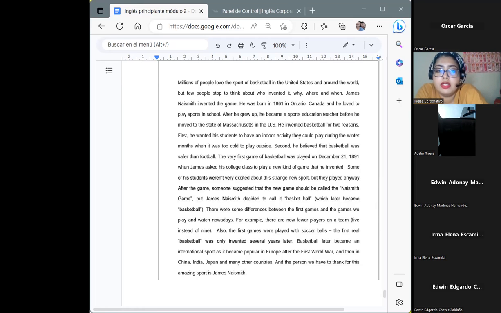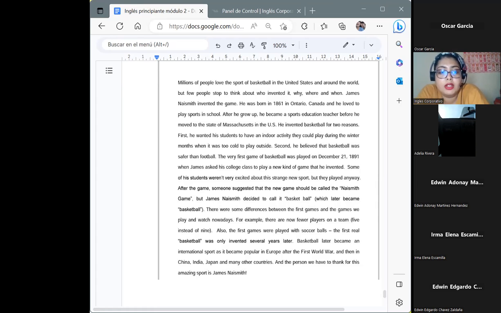There were some differences between the first game and the games we play and watch nowadays. Hay muchas diferencias entre los juegos, ¿verdad? Tenemos menos jugadores, en este caso son 5 en lugar de 9. Also, the first games were played with soccer balls. Se utilizaban pelotas de fútbol porque no había todavía pelotas de básquetbol. Muchos años después fue que se inventó la primera bola para jugar básquetbol.